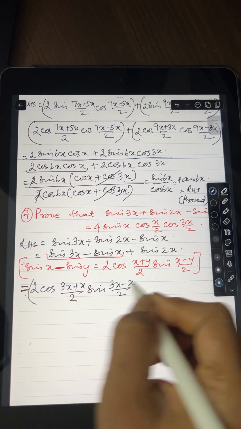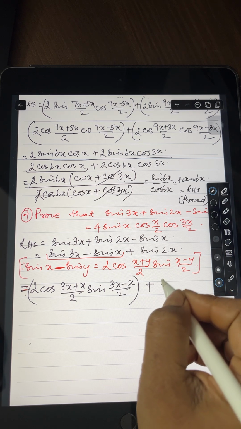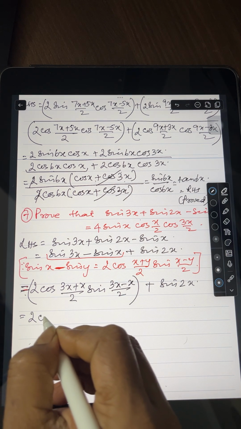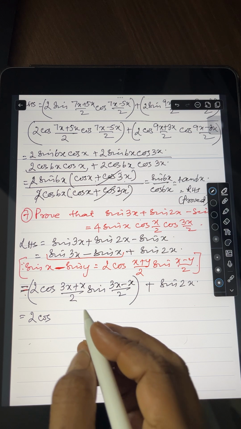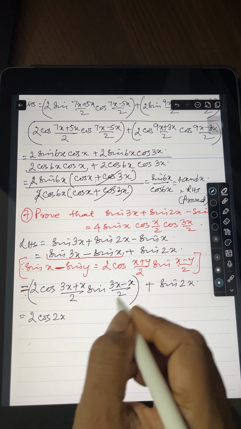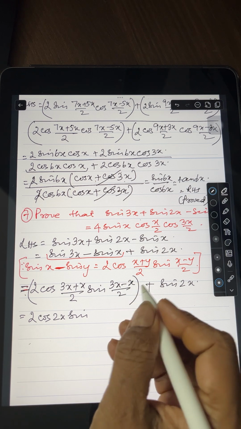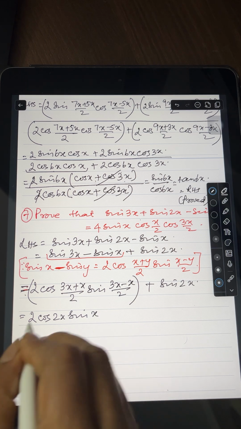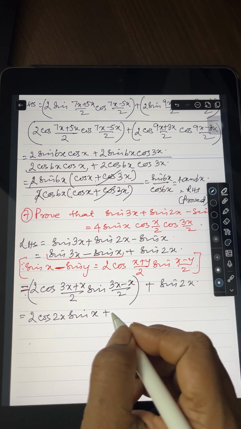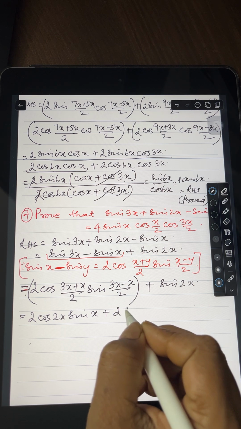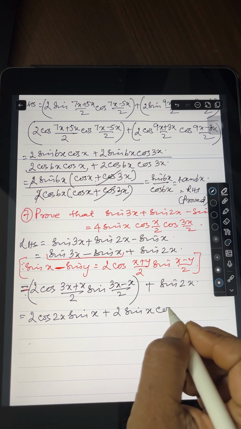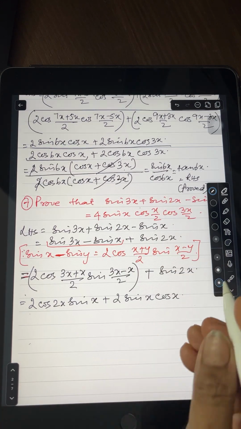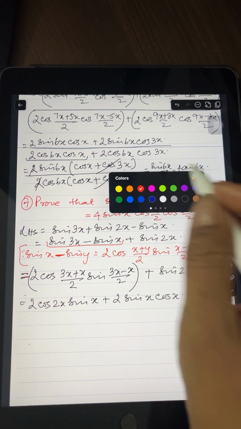Now what you will have to do is write sin 2x as it is. Okay, now solve this. So 2 cos 3x plus x is 4x. 4x by 2 is 2x. Then sin 3x minus x is 2x. 2x by 2 is x. Plus, what is sin 2x? Sin 2x can also be written as 2 sin x cos x. You can write that here also.